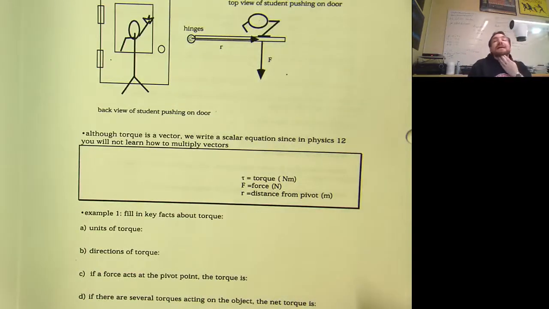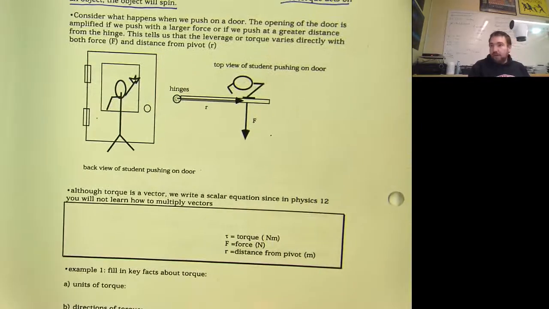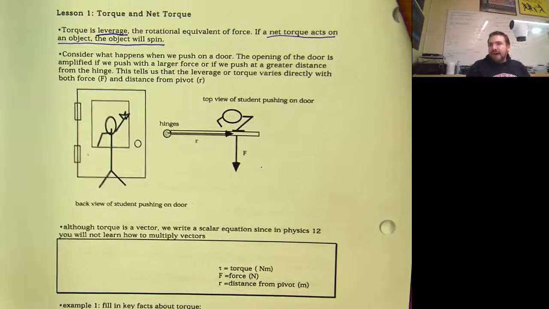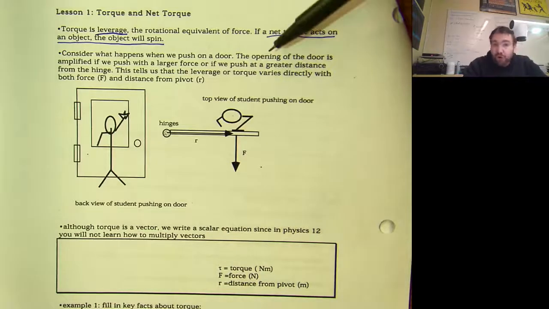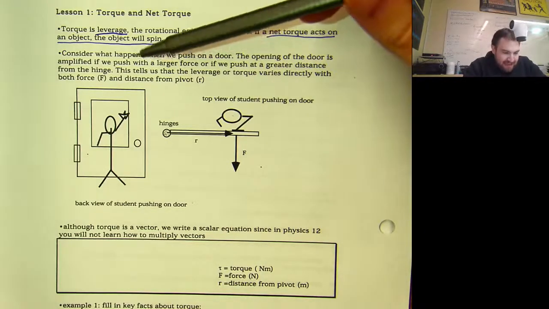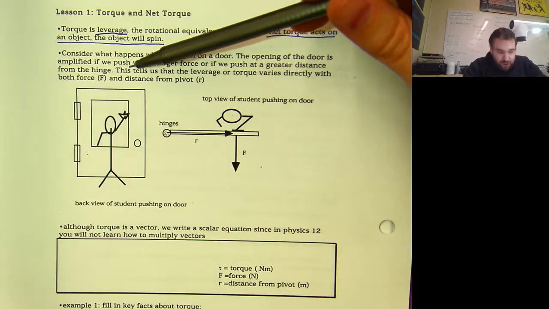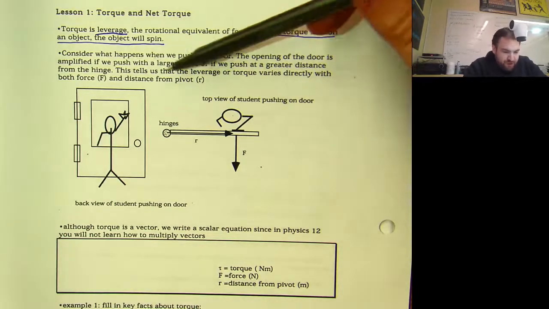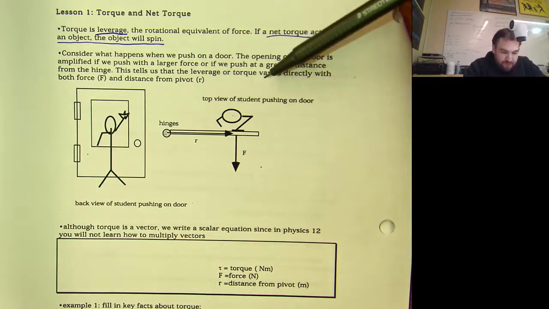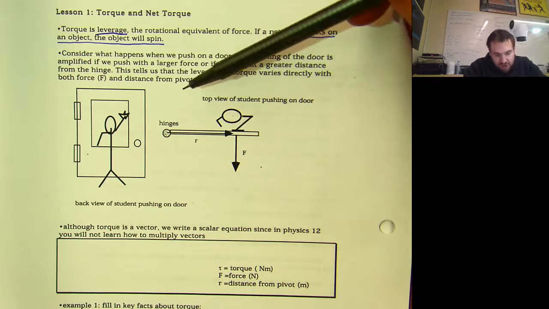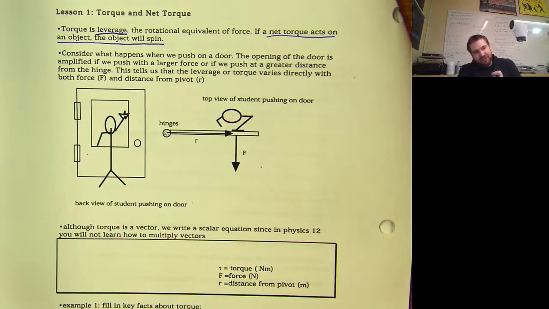So here we go. Let's consider what happens when you push on a door. The door is going to open, and the speed at which the door opens is amplified if you push with a larger force, or if you push from a greater distance from the hinge. So if you push right up against the hinge, it's harder to open the door. If you push from further away from the hinge, it becomes much easier to open the door.